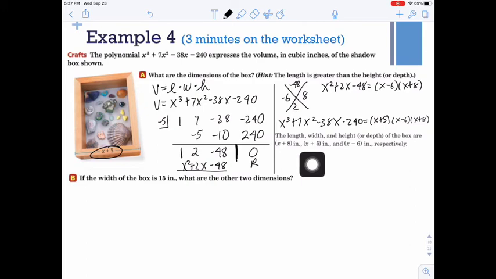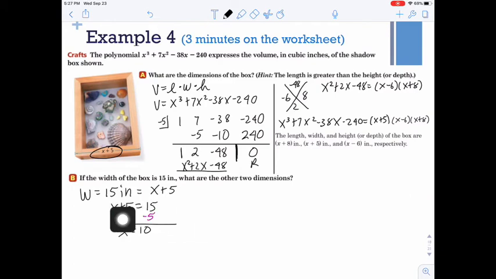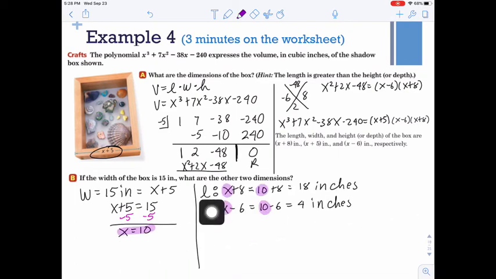Well, we just listed all 3 dimensions. So we know the width equals 15 inches, which was equal to x plus 5. So all we have to do is solve for x. To solve for x, we have x plus 5 equals 15, subtract 5 from both sides, you get x equals 10. Then we said the length is x plus 8, however we know x is 10, so plug in 10, you get 10 plus 8 is 18 inches. And then the height was x minus 6, plug in 10 for your x, and you get 10 minus 6 is 4 inches. So on the picture we have 18 for our length, and this inside depth is going to be 4 inches. And then part B told us that the width was 15.